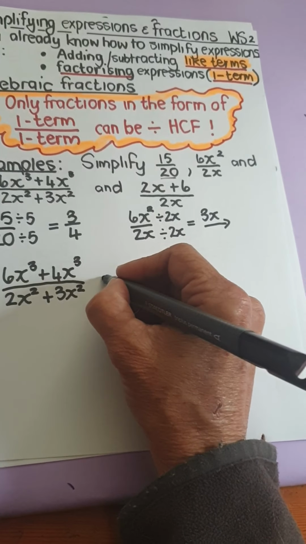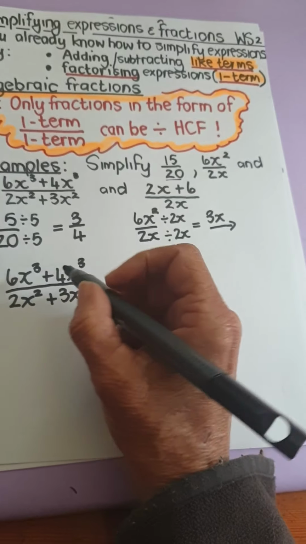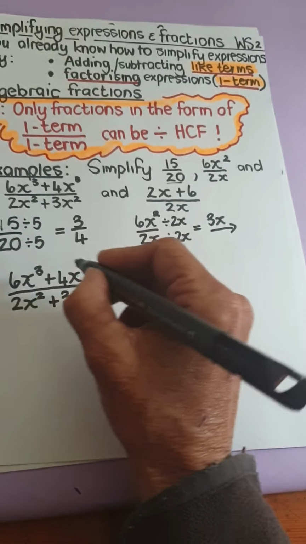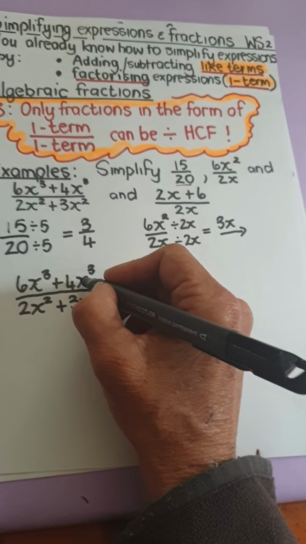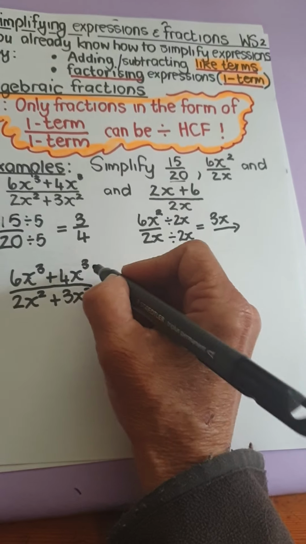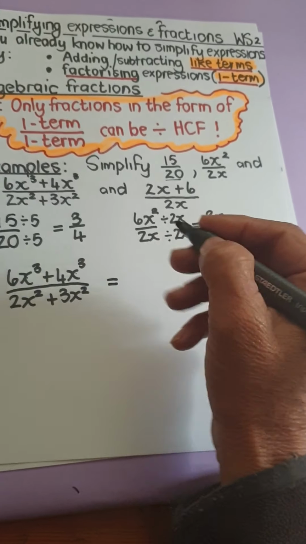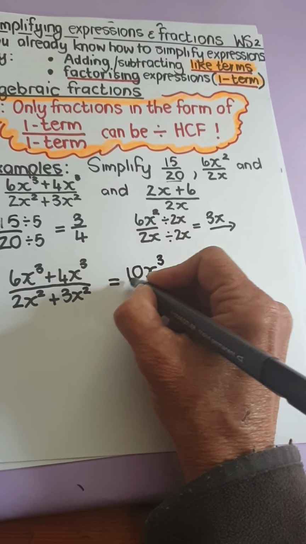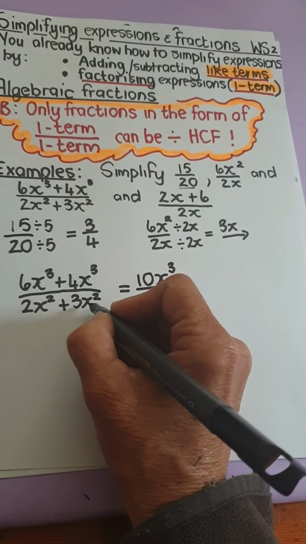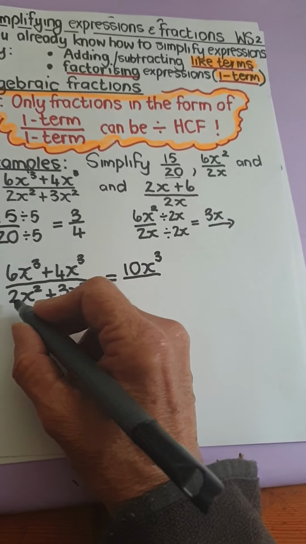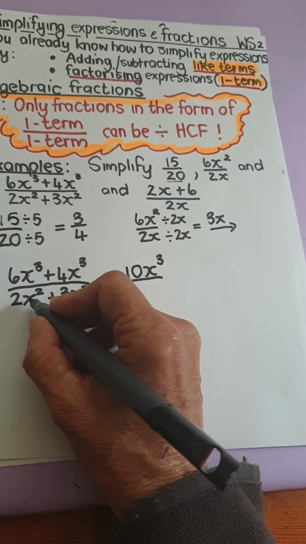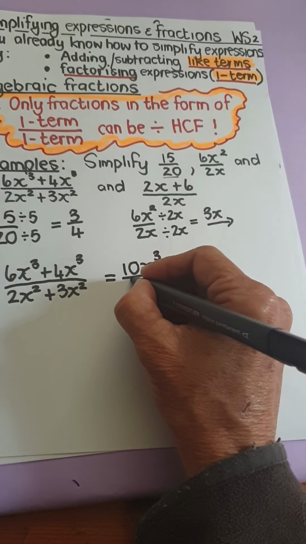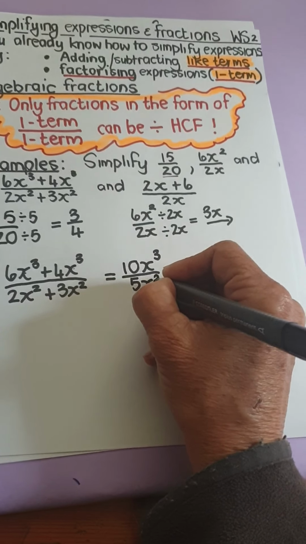For this one, it is easy because you have the tools to do this. You have like terms in the numerator, so I'm doing this separately. I'm first going to simplify the numerator. I've got 6x cubed and 4x cubed. They're like terms. I can add them, and it will give me 10x cubed. In the denominator, I also have like terms. It's also two terms. So I can also simplify the denominator. I can add the x squared to the x squared, which is 2x squared plus 3x squared, and it's going to give me 5x squared.